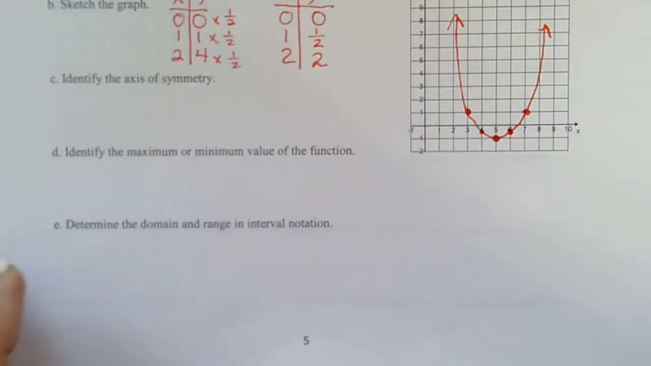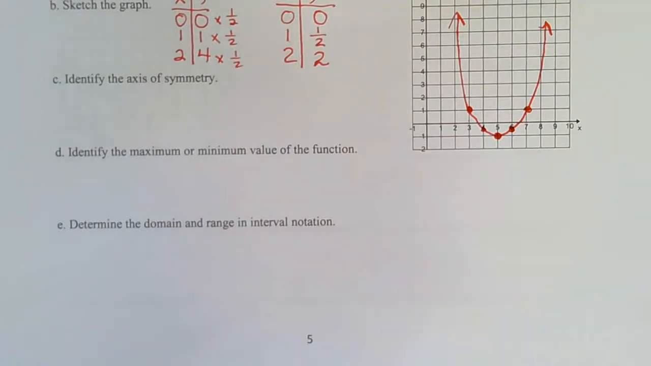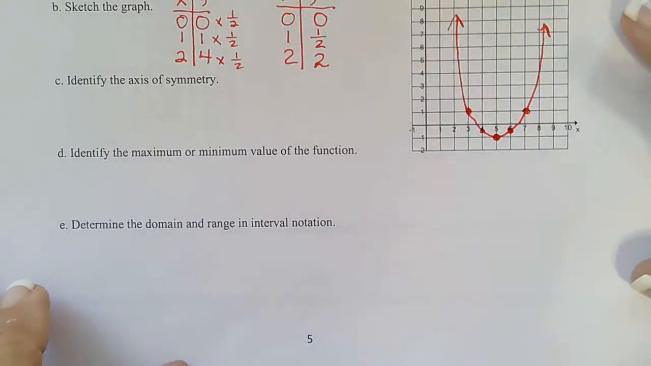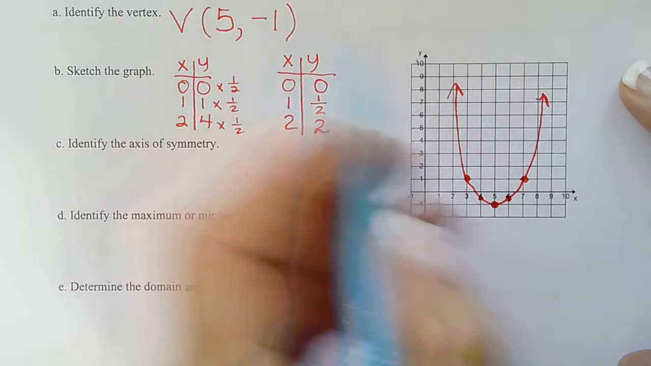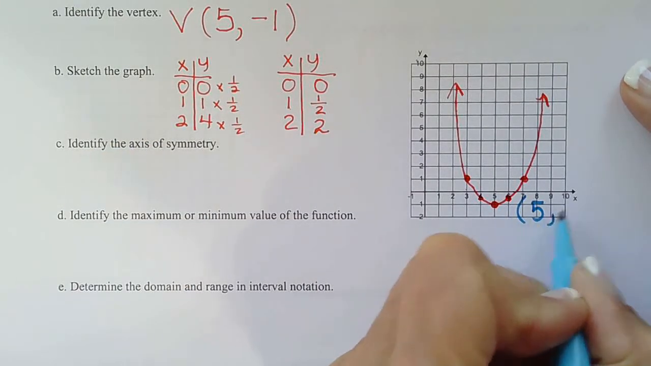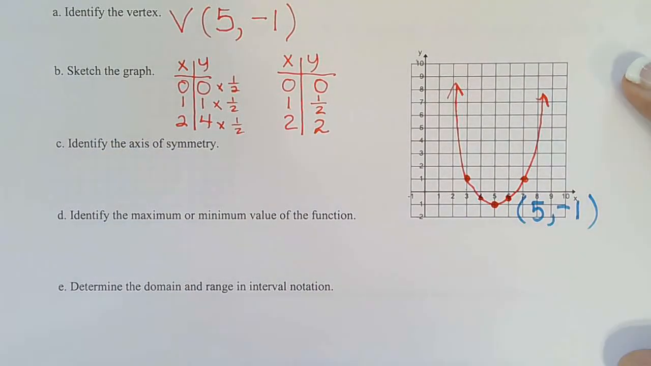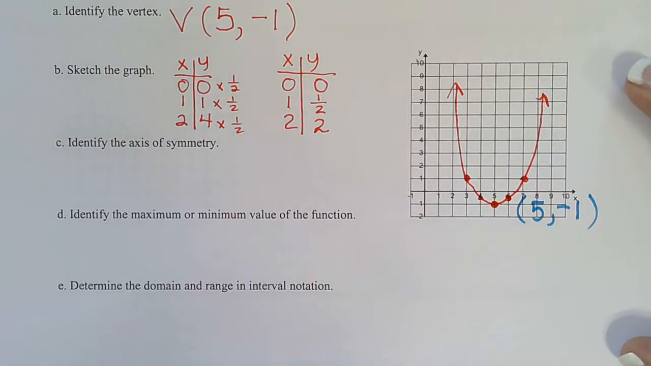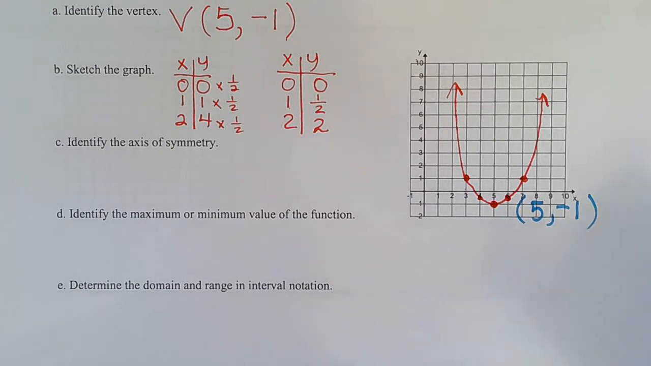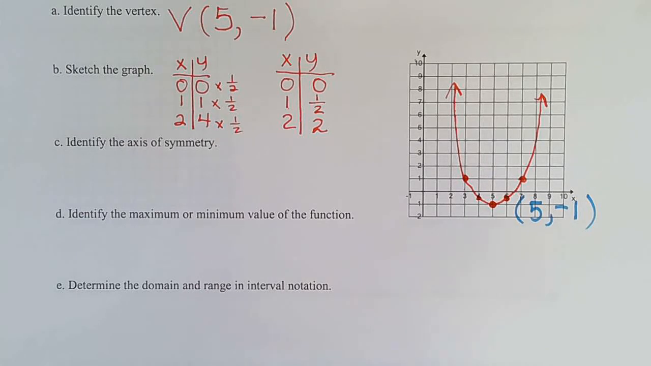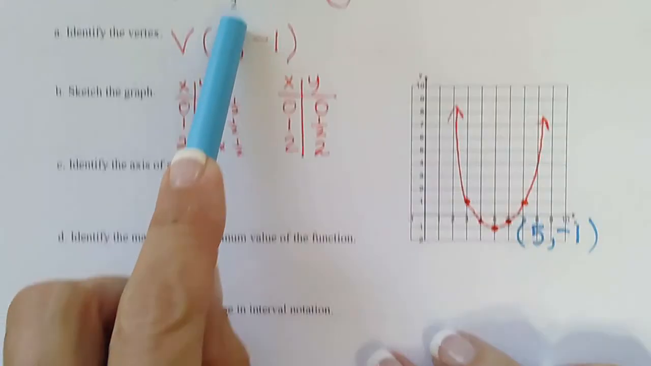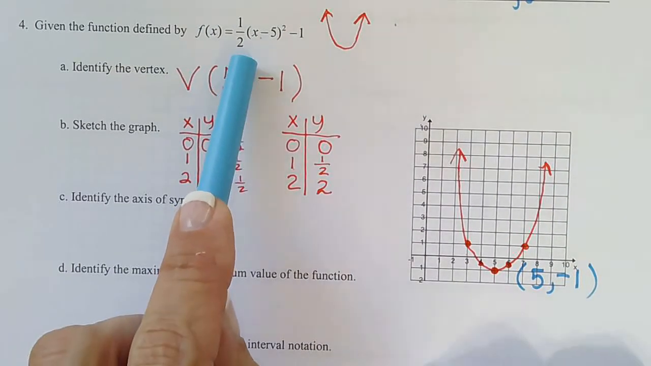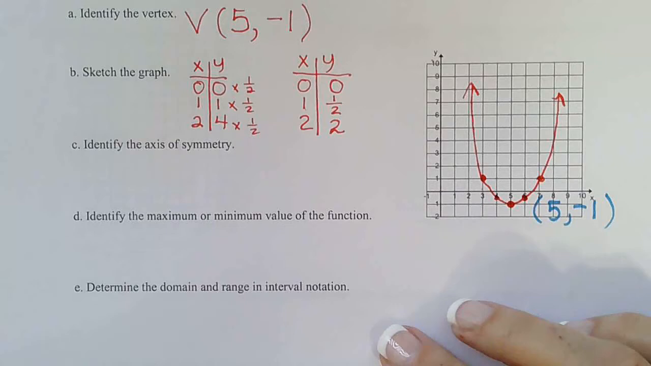And generally, we always label our vertex. And the reason why is because we use it on all the information coming up. So I'm going to go down here and write 5, -1. So we're going to use it for the range. We're going to use it for the axis of symmetry. We're going to use it for the max or min. So the vertex, most important point on the graph. So make sure you label that. And we determined that it cupped up, remember, because of the positive 1/2.